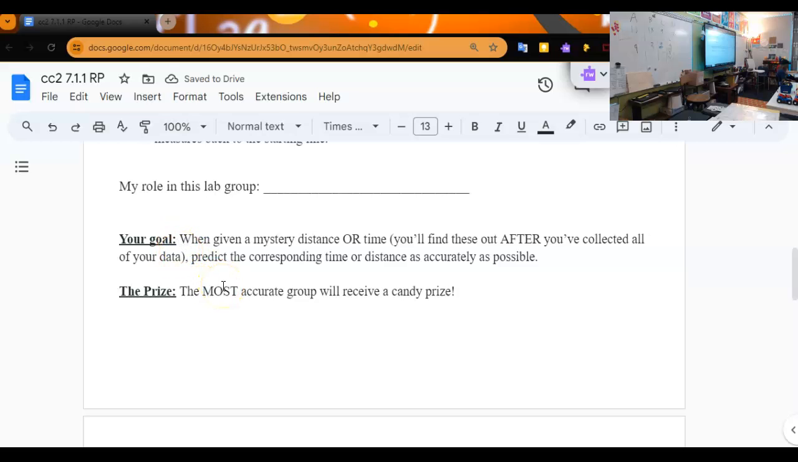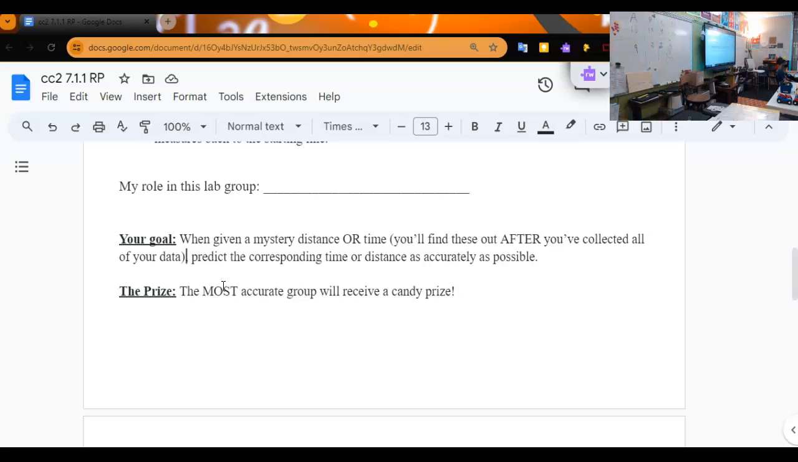So your goal is, after we've had a while to collect data and you hopefully have figured out the rate that your car is traveling at, this is not a race. The competition is for who can most accurately predict what will happen when I tell you a certain time that we'll let your car go for, or a certain distance that your car needs to travel. Does that make sense?